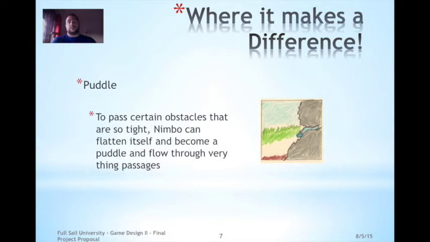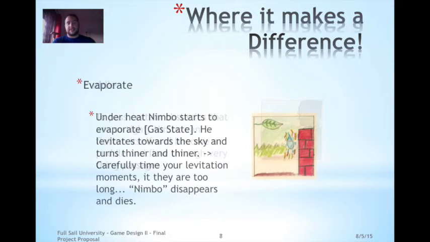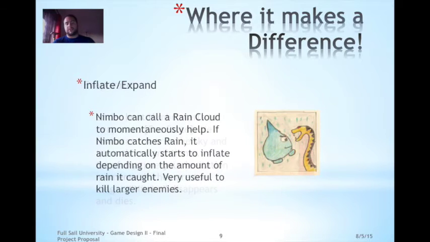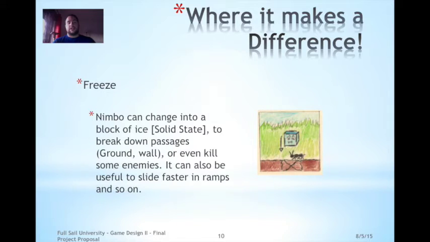How does this work? The player changes into a puddle, for example, which is the liquid state. You can change into the evaporation state to float in the air to reach higher ground. You can inflate or expand under rain, and you can freeze rock solid to break platforms and kill enemies.